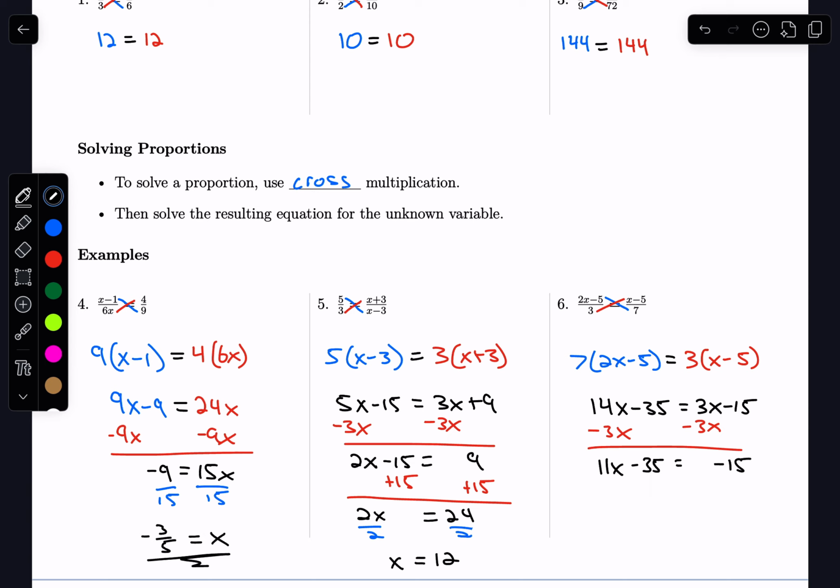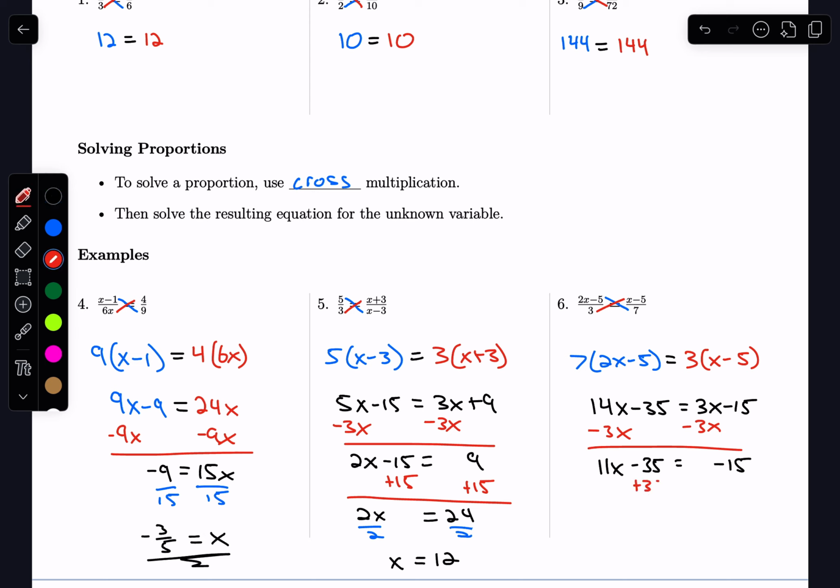Notice, by the way, how similar number 5 and 6 look in terms of my solution. Nice stacked pancakes, and essentially the exact same steps that we're doing on both of these here, even though the original problems looked pretty different. One had 5/3 on the left, so no variable, and number 6 here has variables on both sides. So it doesn't matter. Either way, when we cross multiply, we end up with a pretty nice looking equation in most cases. All right, so we're down to 11x minus 35 equals negative 15.